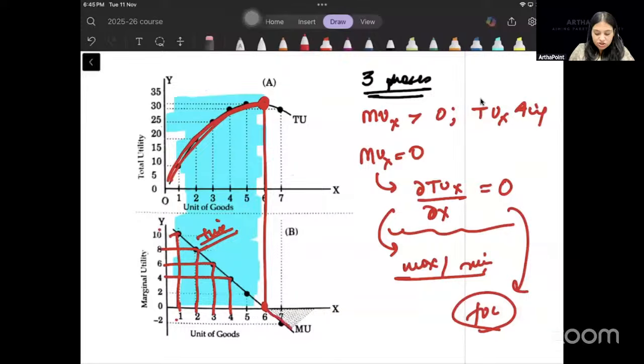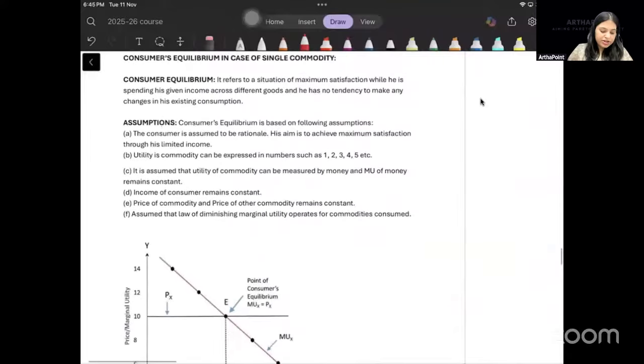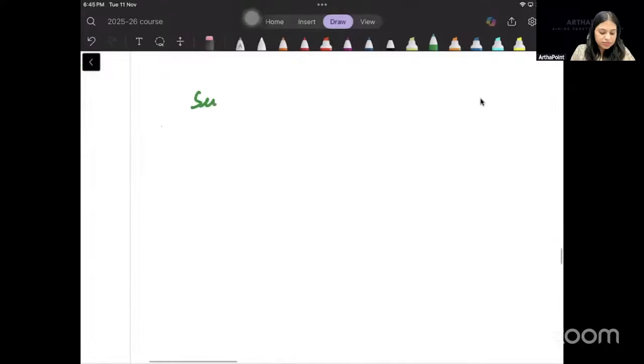And then when marginal utility is negative, the total utility will fall. So this is the relationship. Limitations you can do. Now let's talk about the case of single commodity. So 2 cases we have to understand. The first is single commodity case.